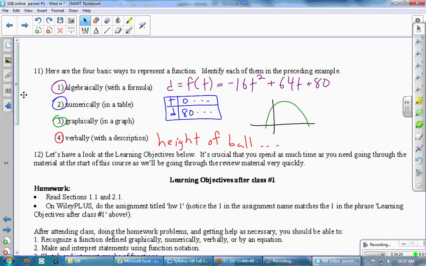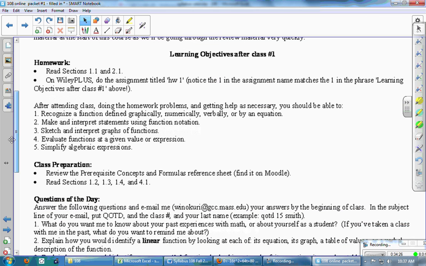It gives you information. Okay, your homework is first to read sections 1.1 and 2.1. Those are the sections that we covered today. They are in your textbook. On Wiley Plus, you're going to do the assignment titled Homework 1. So you're going to log into Wiley Plus. There's information about how to do that in the syllabus. So go through there, log into Wiley Plus. If you have any trouble logging into Wiley Plus, please contact them and contact me. We want to make sure that everybody gets into this class as soon as possible.